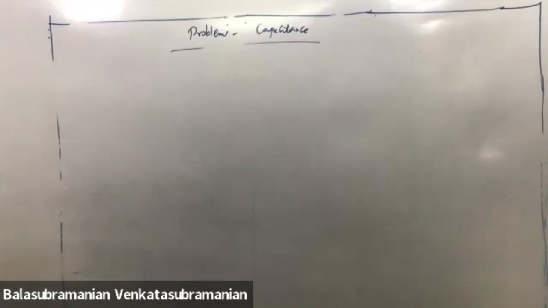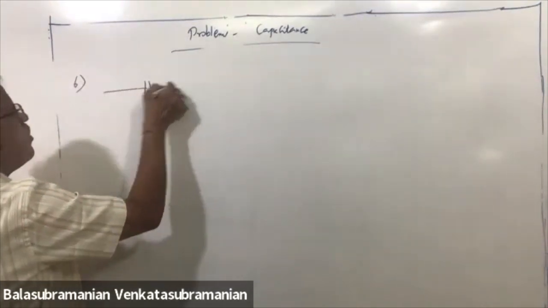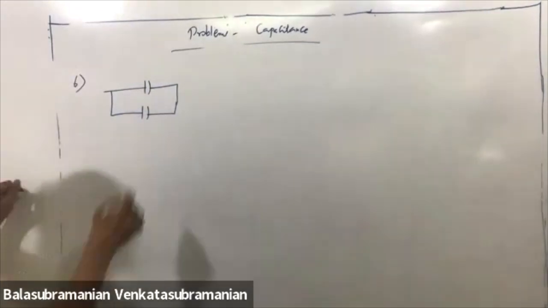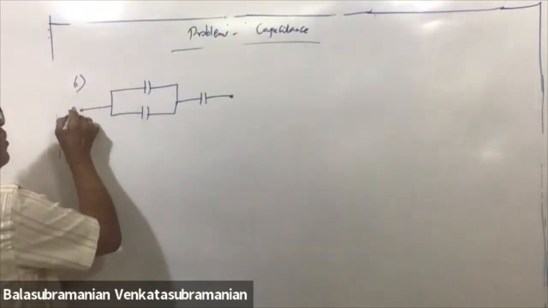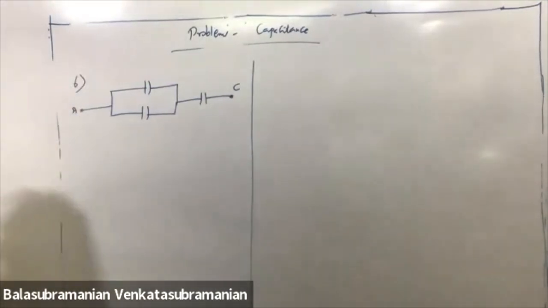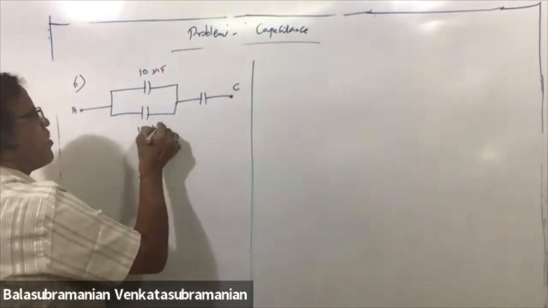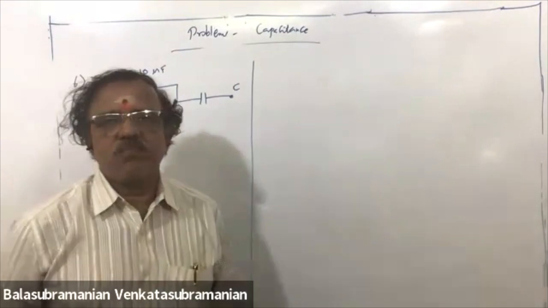If the equivalent capacitance of the combination between A and C is 15 microfarad. Sixth one. Two in parallel connected in series with another capacitor. Across A and C, the resultant capacitance you have to calculate. What are the two capacitors? 10 microfarad, 10 microfarad. You know very well these two are connected in parallel.